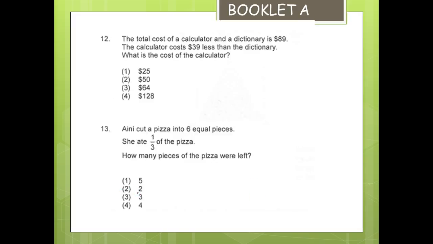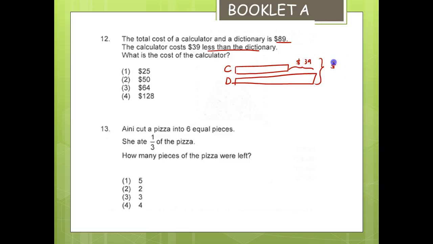Question 12. The total cost of a calculator and dictionary is $89. The calculator costs $39 less than the dictionary. So I know the calculator costs less than the dictionary by $39. The total cost is 89. I want to find the cost of the calculator, so I need to take away this part. 89 minus 39 gives me 50. Then there are 2 units, so 50 divided by 2 gives me 25. So the calculator costs $25.